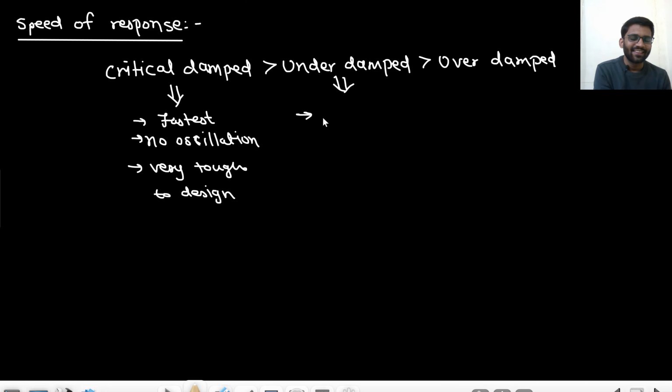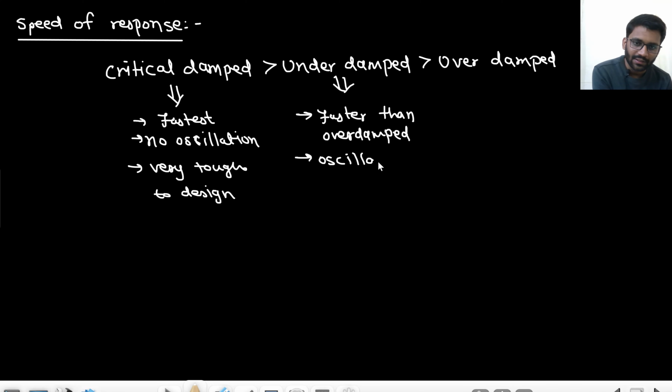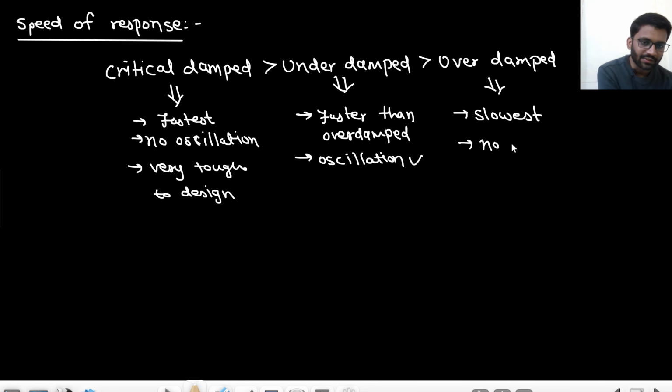Okay, so how should I write it? Not the fastest, faster than overdamped. I can write: faster than overdamped. No oscillation. No, sorry, oscillations are there. Oscillations are there. Okay, and not very tough to design. You can design it. This one is the slowest, but no oscillations. So depending on the requirement of the system, you design your system. It will be overdamped or underdamped, and based on that you will design.